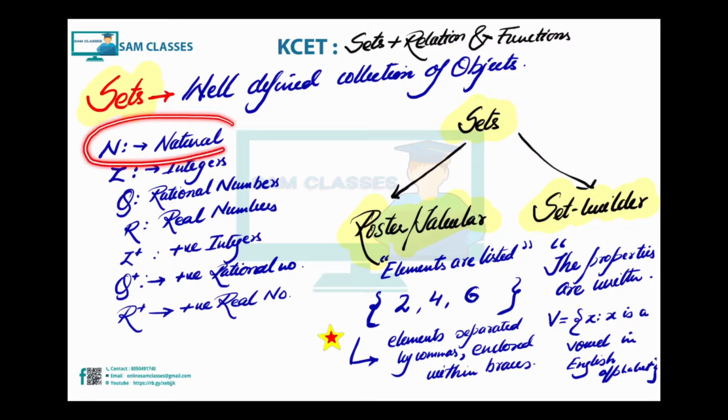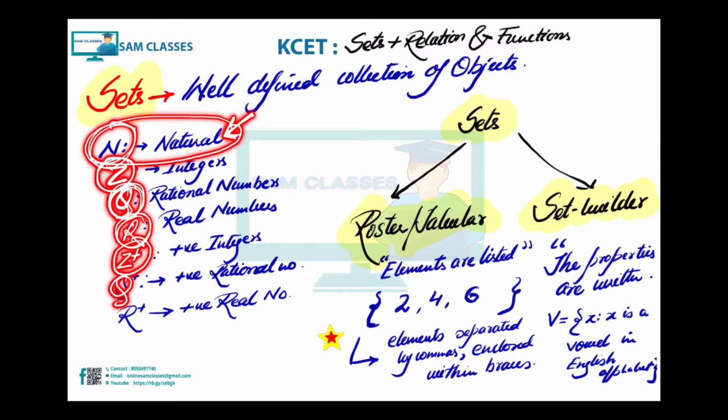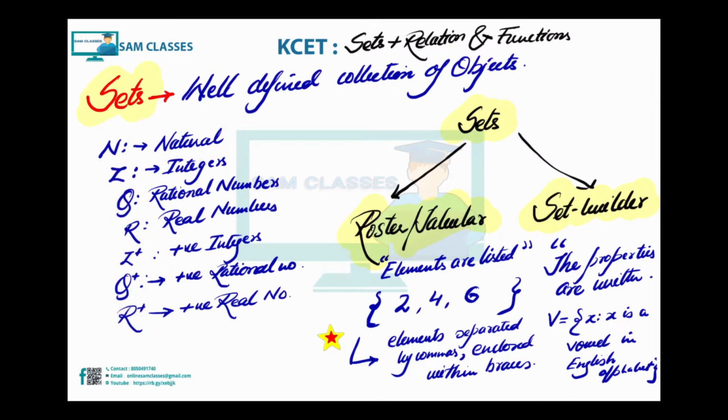Now we have sets of different numbers. For natural numbers we denote it by N. For integers we have the set Z. For rational numbers we denote it by Q. For real numbers, capital R. For positive integers that is Z plus. For positive rational numbers that is Q plus. And for positive real numbers that is R plus. Now if somebody doesn't know what a natural number, integer and so on are, you can ping it in the comment section. We'll tell you about that also.